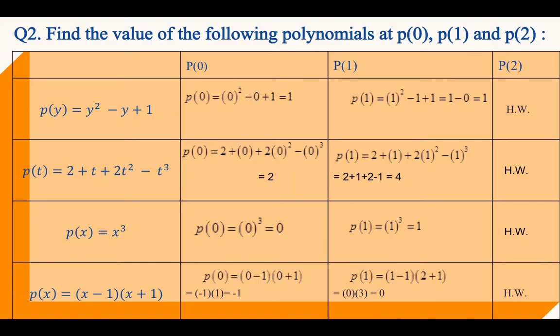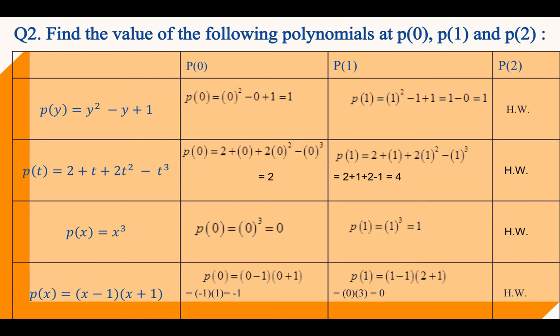Now question 2. Find the value of the following polynomials at P0, P1 and P2. So you understand the question? You are given over here 4 polynomials and you are asked to find the value of P0, P1, P2. This is exactly the same as what we have done in question number 1.